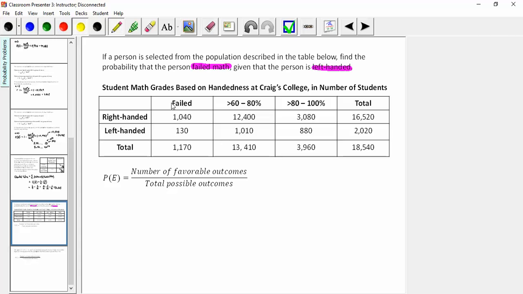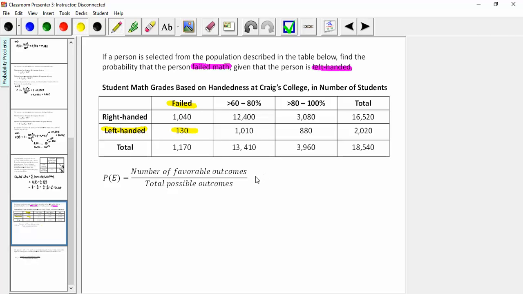Well, here's the failed math column. Here's the failed math people, and here's the left-handed people. And the intersection is right there. Aha, that's the left-handers who failed, but we want a probability. So we need to use our probability equation, number of favorable outcomes. This time favorable is kind of a weird word, isn't it? Favorable means failed, but think of favorable as the thing you're looking for. And yes, we're looking for the number who failed.